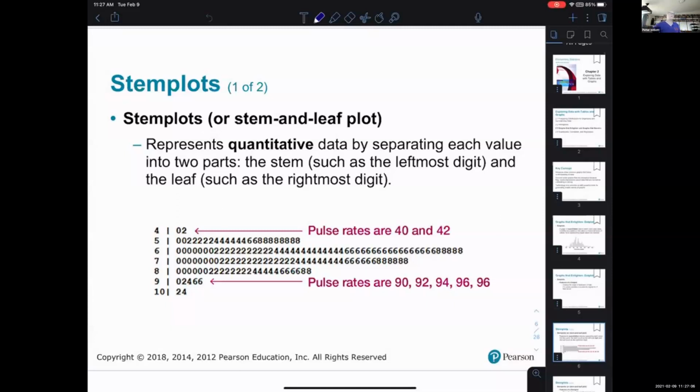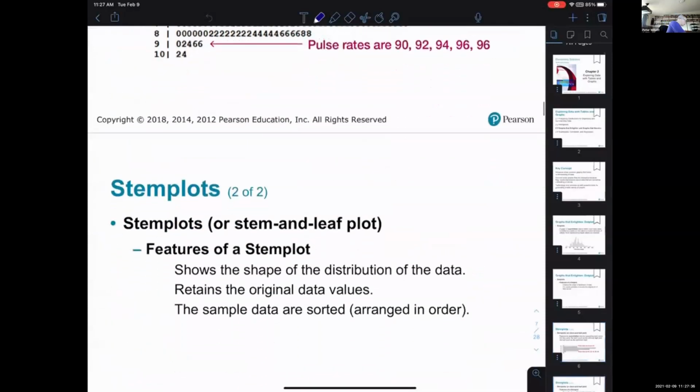So notice that they said the left digit and the right digit, but when they got into a 3-digit pulse, then for their stem, they actually used the left 2 digits and still only used the final digit. So they might have really wanted to say that the leaf was the single digit and that the stem was all the number before the single digit, to the left of the single digit. All right, so what do they have to say about this?